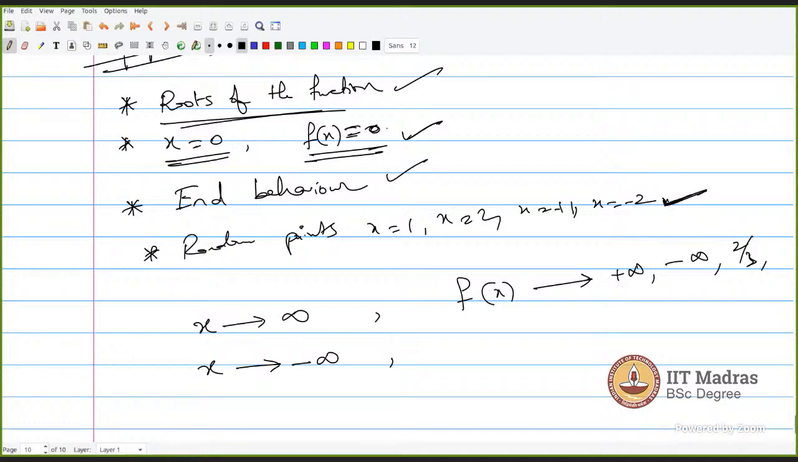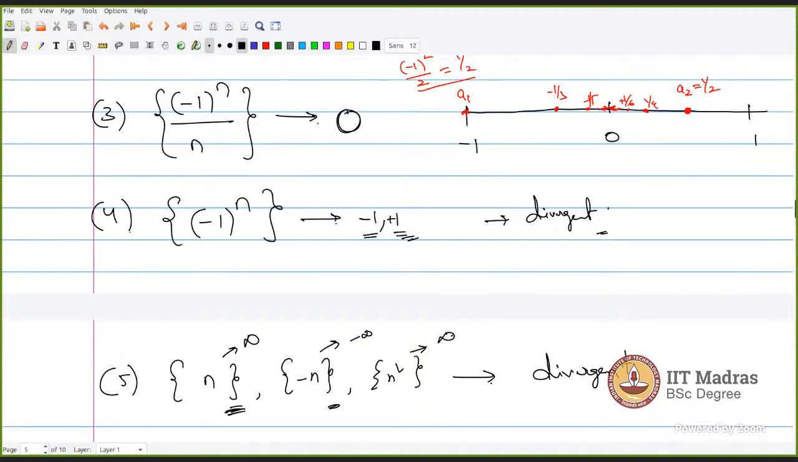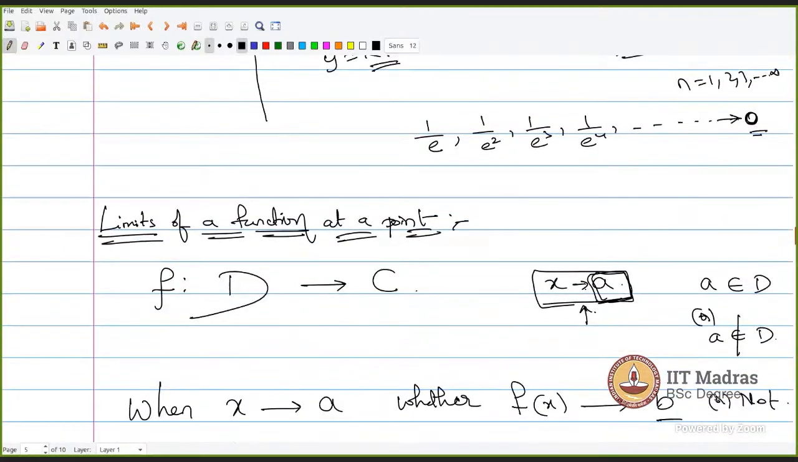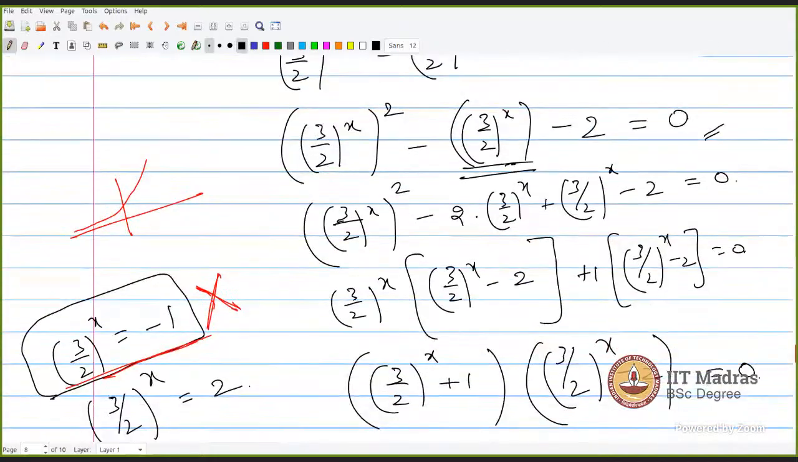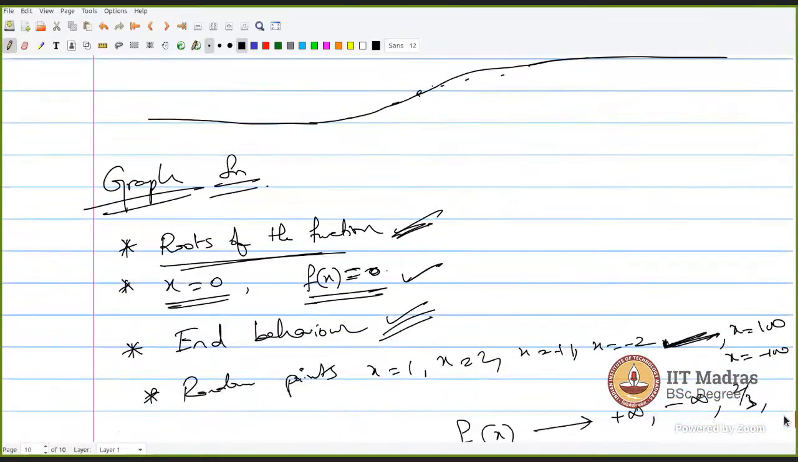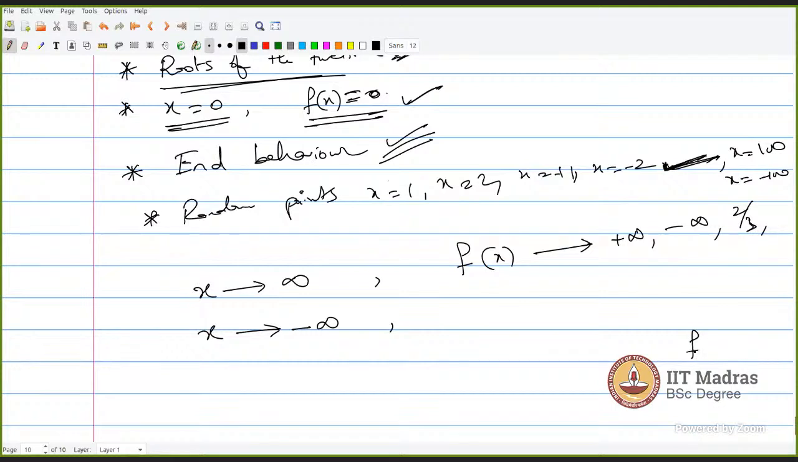Randomly take some different values. If you are unable to get the end behavior, or unable to get the roots of the function, then randomly take some positive values, some negative values, and some larger values, not only -1, -2, but also when x equals 100, when x equals -100, kind of thing. You need not find the accurate value, just get the nearest value. No need to find the exact value of f of 100.